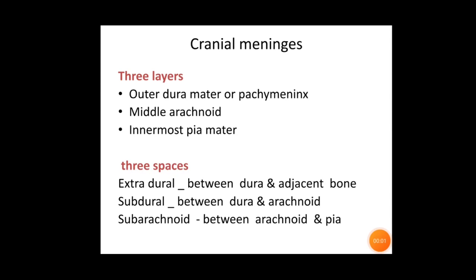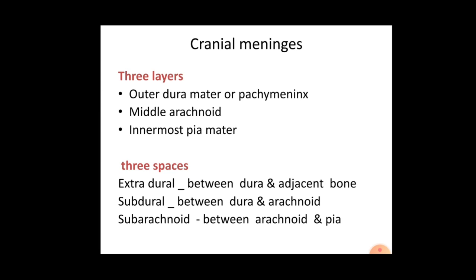As we discussed, the content of the cranial cavity is the brain along with the meninges. So we'll see the meninges. As you all know, the meninges is made up of three layers. You have the outer dura, otherwise called pachymeninx, and the middle arachnoid. Arachnoid means web-like, so as it looks like a web, it is named arachnoid. And the innermost layer is the pia mater. The arachnoid and the pia together are called leptomeninges.